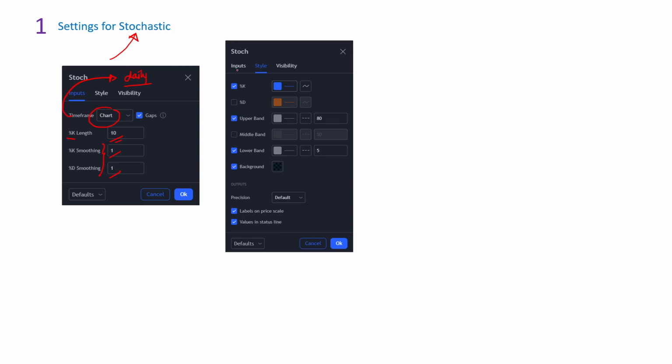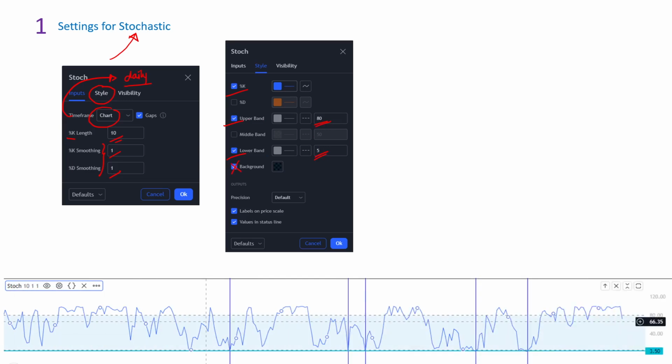After that, you need to click on the style button to define how the indicator will look on your screen. For that, just click on K percentage, upper band and lower band. Background, if you even uncheck, that is still fine, not an issue. The upper band has to be kept equal to 80 and the lower band has to be kept equal to 5. Once you do this, this is the kind of indicator which will be shown on your screen.